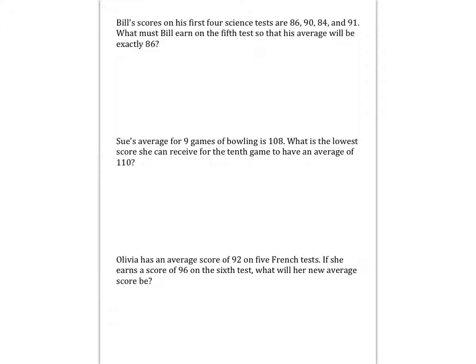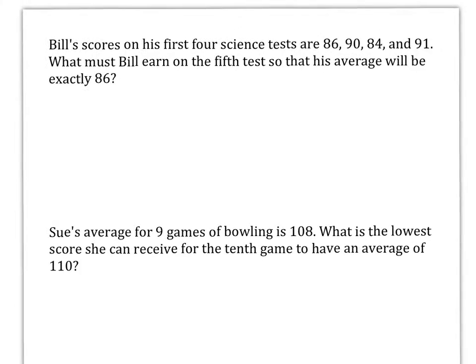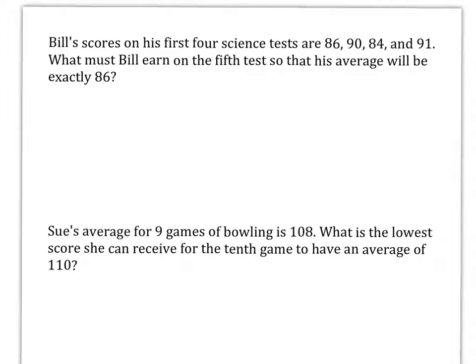Let's take a look at a few word problems. Let's look at the first one here. Bill's scores on his first 4 science tests are 86, 90, 84, and 91. What must Bill earn on the 5th test so that his average will be exactly 86?